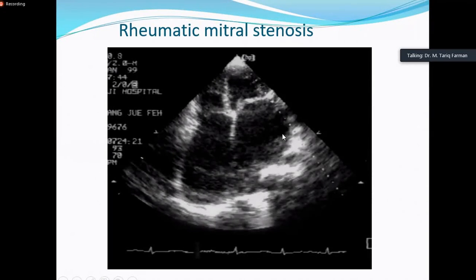In case of chronic mitral valve stenosis, you can see there is huge dilatation of the left atrium. This is the giant LA actually, almost double or triple the size of the left ventricle. And this is a stenosis of the mitral valve.